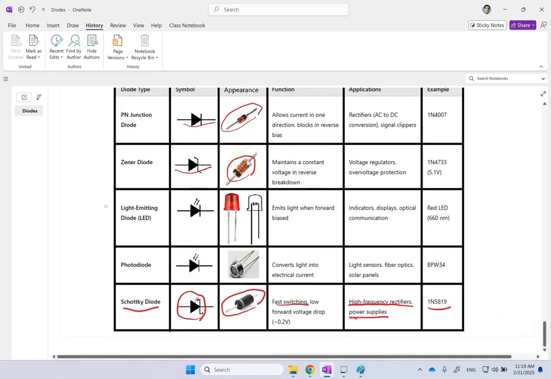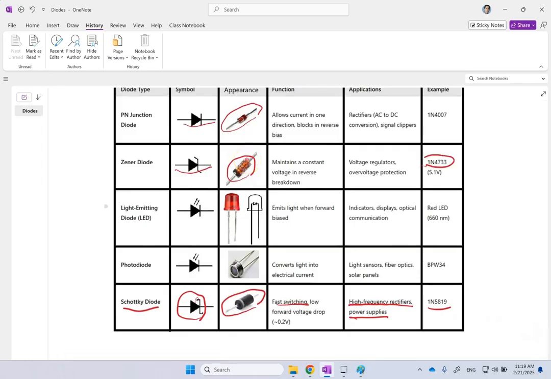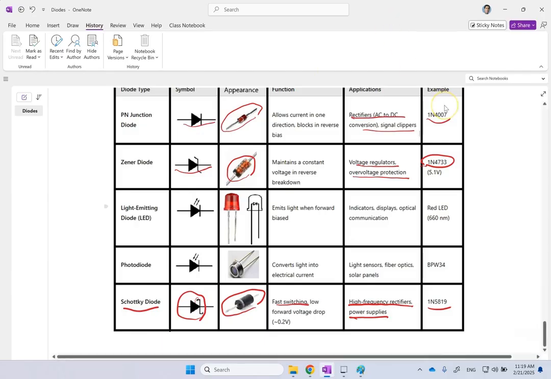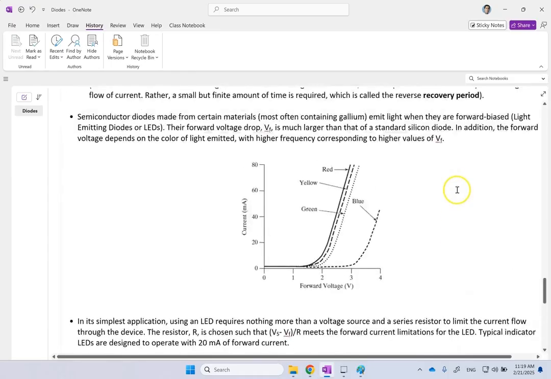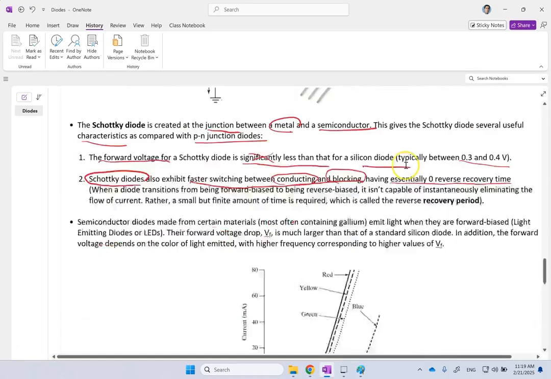For Zener diode, this is one typical one. And as I said, they are good for over voltage protection and voltage regulators. PN ones are used in rectifiers, in clippers, and so on. And this is one common one, 1N4007. Okay, so these are the three diodes that we have discussed so far.